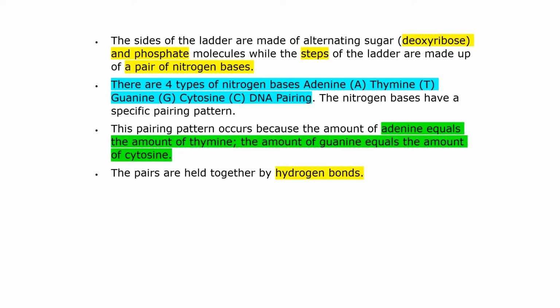The sides of the ladder are made up of alternating sugar, deoxyribose, and phosphate molecules, while the steps of the ladder are made up of a pair of nitrogenous bases. There are four types of nitrogenous bases in DNA: adenine, thymine, guanine, cytosine. The nitrogenous bases have a specific pairing pattern. This pairing pattern occurs because the amount of adenine equals the amount of thymine and the amount of guanine equals the amount of cytosine. The pairs are held together by hydrogen bonds.